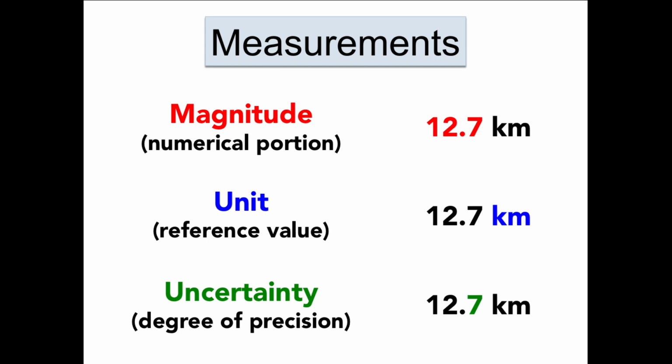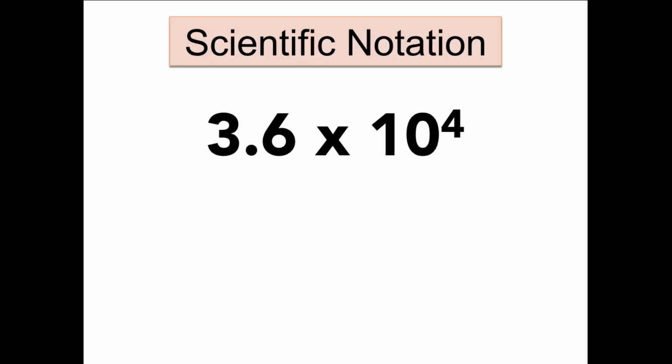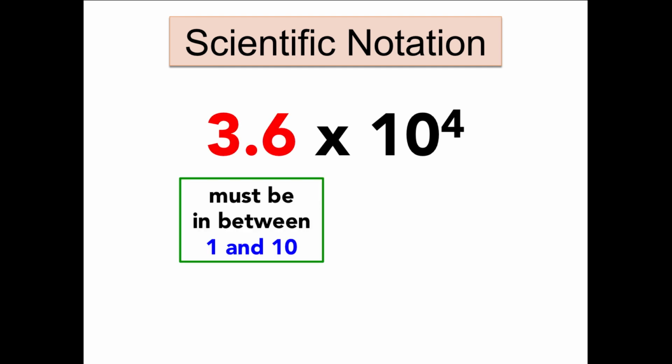One way that we will commonly report measurements in science is by using scientific notation. This is especially convenient for reporting quantities that are extremely large or small, and it works like this. A number in scientific notation will always start with some number in between 1 and 10. It can have as many decimal places as are necessary, but it can't be less than 1, and it can't be equal to 10 or greater.